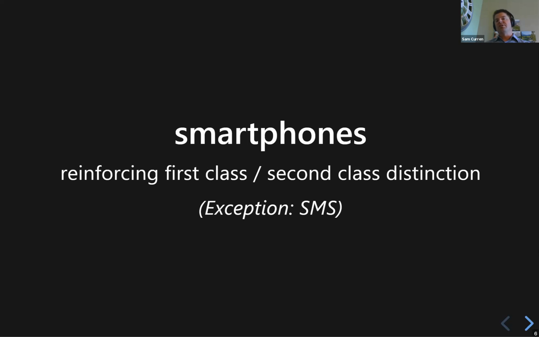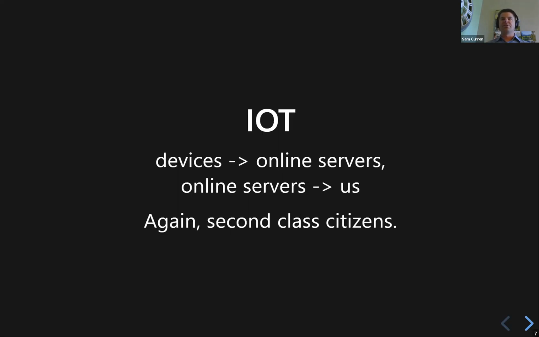Smartphones have reinforced this because of the underlying technical architecture of cell networks, et cetera. The first class, second class distinction is reinforced by this. I have an app on my phone that communicates with a server, and it has to do that because you can't generally send something over the internet directly to my phone. It has to go through some other thing. There's a notable exception of SMS here, which I'll get back to in a minute. So smartphones have reinforced that first class, second class distinction.